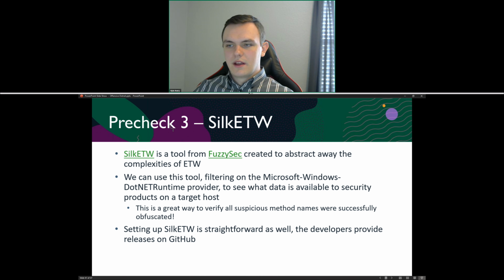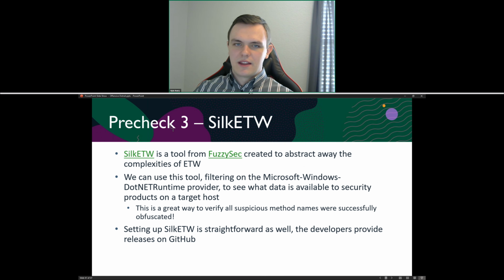So the next pre-check we can do is looking at ETW logs. FuzzySec, when he worked at FireEye, put out a tool called SilkETW. And this is a really, really convenient tool for interacting with ETW at all, because it sort of abstracts away all the complexities of writing something that can collect ETW logs. So we can use SilkETW to filter for only Microsoft Windows .NET runtime logs, and we can just collect all of the data that the security provider will see.